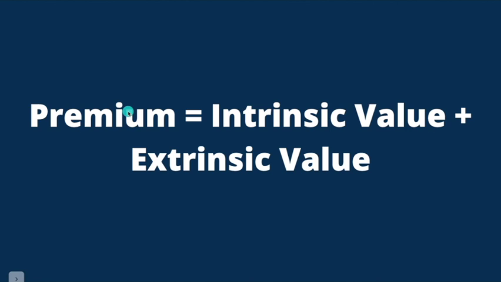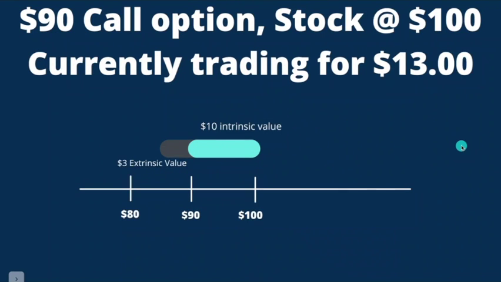So premium, the way it's calculated is intrinsic value plus extrinsic value, and that's what the last slide sort of showed. So let's do an example here. We have a stock that is currently trading at $100. Okay, we bought the $90 call option. So $90 is the strike price. Okay, stock is currently trading at $100. Okay, the price of the contract is trading for $13.